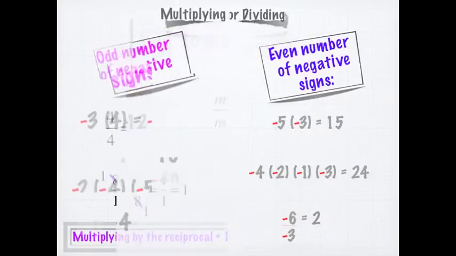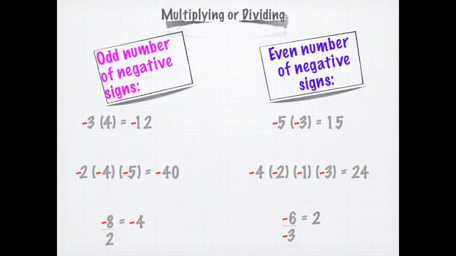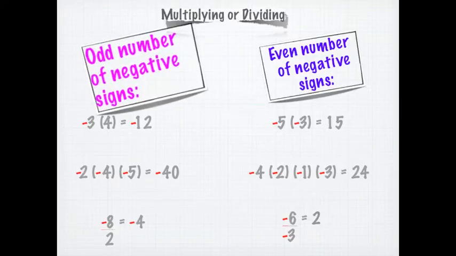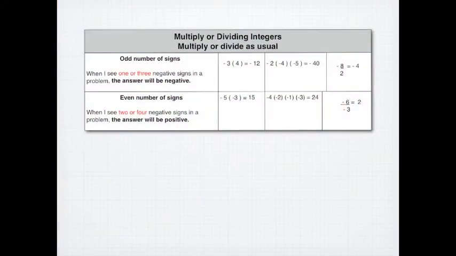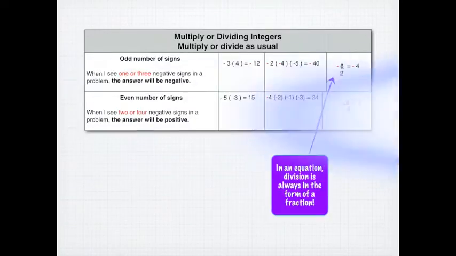Next, you also need to remember the integer rules for multiplying and dividing, which are the same for each. An odd number of negative signs in a problem equals a negative answer. An even number of negative signs in a problem equals a positive answer. Or have your study sheet handy. Also, just a heads up, in an equation, division is always in the form of a fraction.